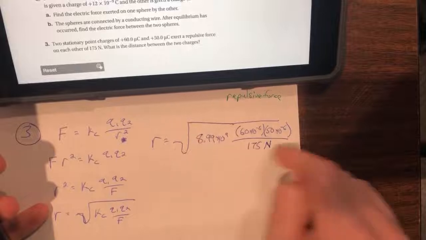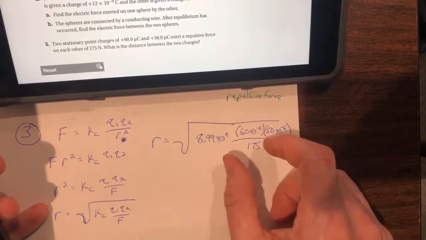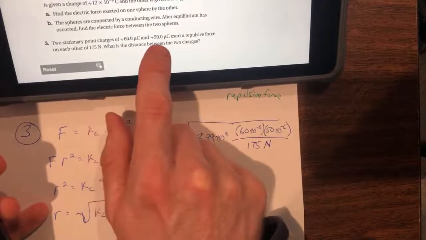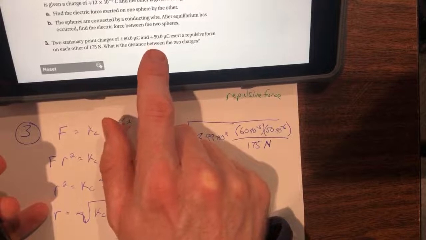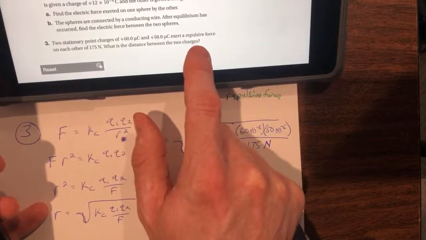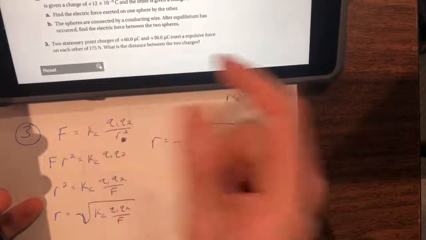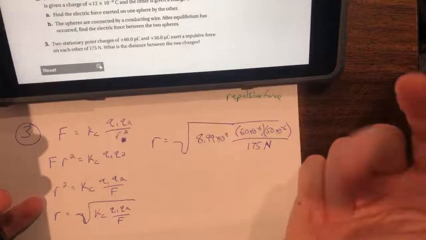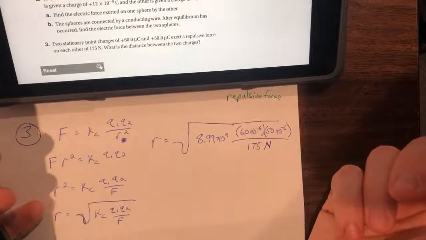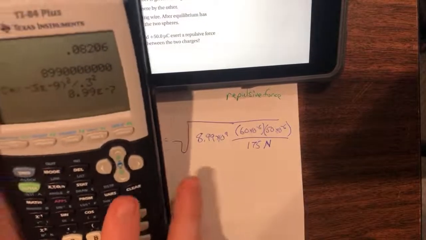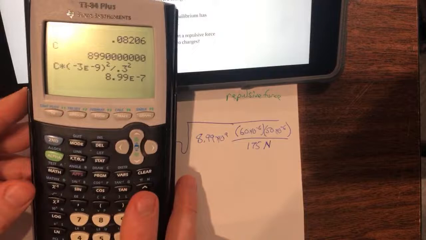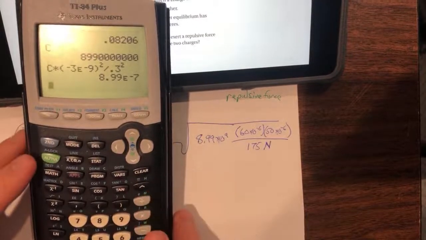The only way you could possibly have a negative inside here would be, let's say you had these two the same and it was attractive, which of course doesn't make any sense. If they're the same, it's going to be repulsive. If they're opposite charges, then they're going to be attractive. But you don't need to worry about that because there's not going to be any kind of trick question for those kinds of things.